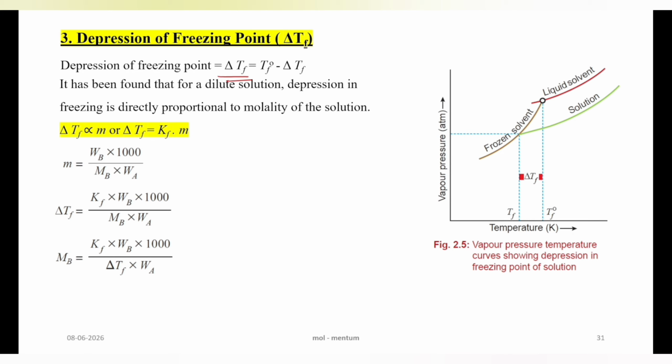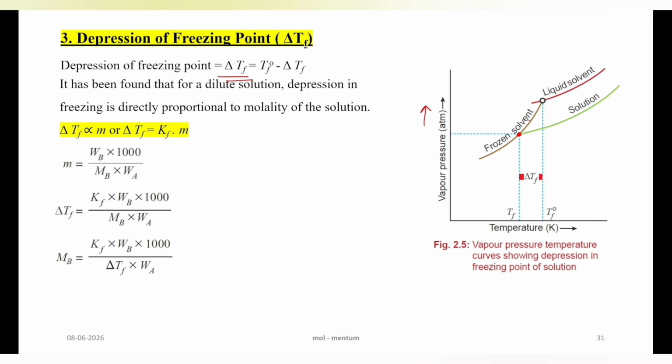So it is the temperature at which the solid and liquid phases both coexist. It is defined as the temperature at which the solid and liquid phases have the same vapor pressure. This axis represents vapor pressure. And what is freezing point? This is the freezing point. It is the point where the vapor pressure of its liquid phase, which is the liquid solvent and solution, these two are the same.